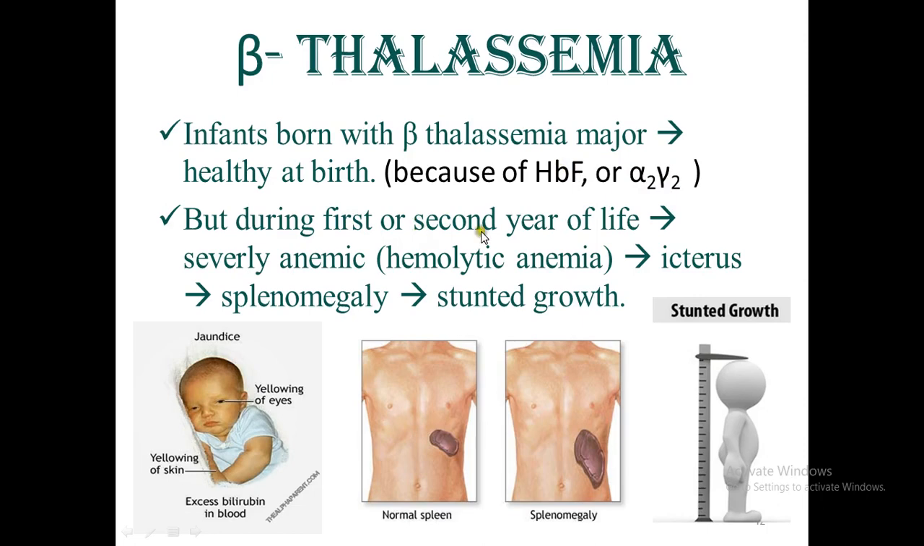But during the first or the second year of life, they become severely anemic. And this anemia is of the hemolytic anemia variety. And this also leads to jaundice in the patient, splenomegaly, and growth becomes stunted because enough oxygen is not being supplied to the tissues due to a lack of hemoglobin.